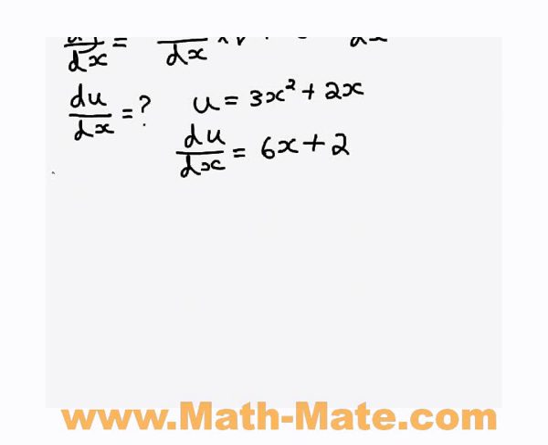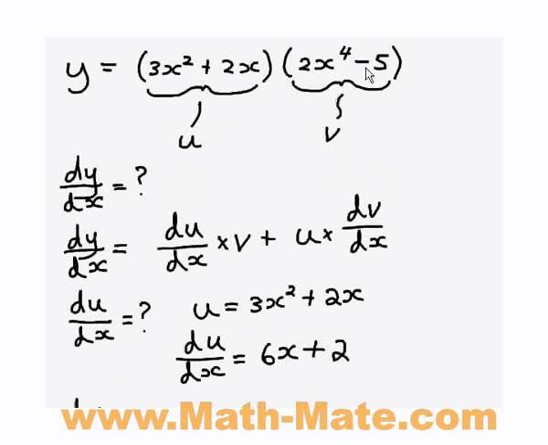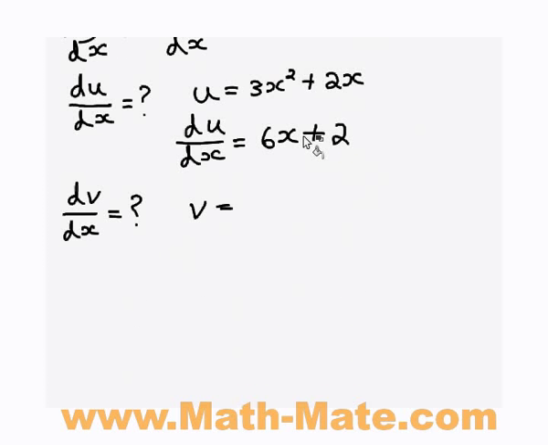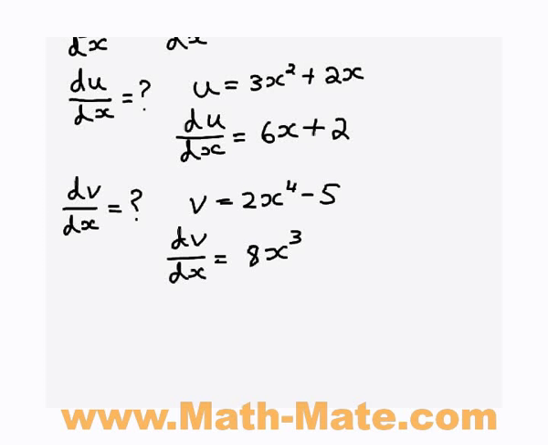Next thing we've got to work out is dv/dx. So how does the other subfunction vary with x? We don't know it yet, but we know that v, if we check our first function, v equals 2x to the power 4 minus 5. So dv/dx is going to equal, well, the 4 comes out the front, so we get 8x, and the 4 reduces by 1, so we get 8x to the power 3, and the 5 is a constant, so it just disappears.